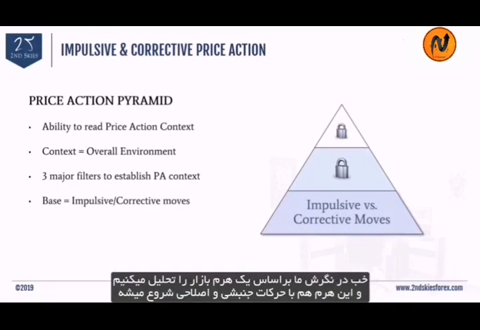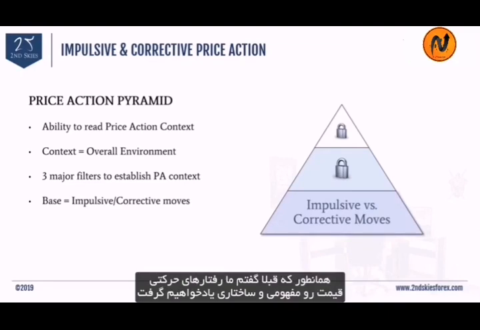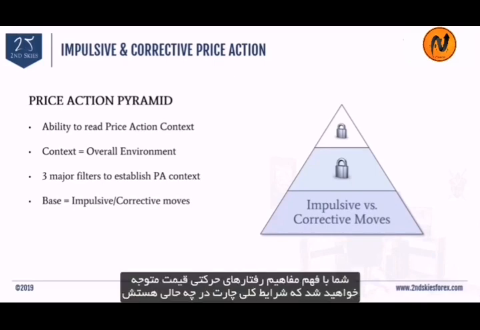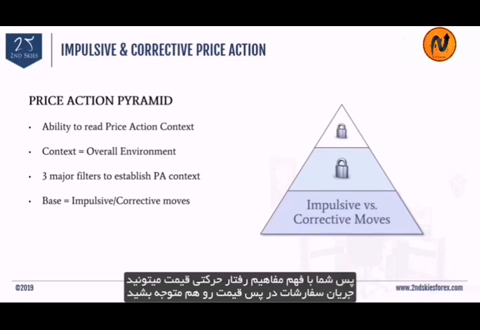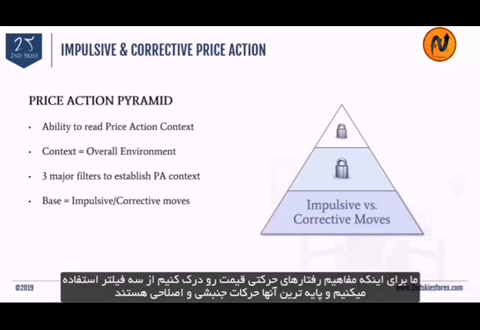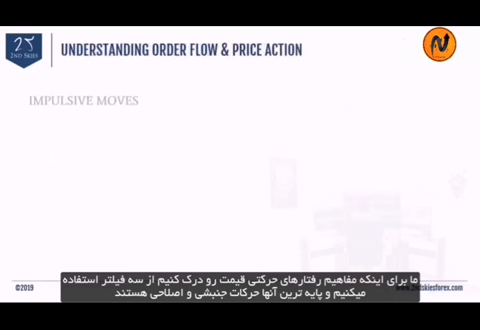Okay, so as I talked about, there's this pyramid of the way we read price action, and it starts with impulsive versus corrective moves. As I've mentioned before, we're trying to read price action context structurally or contextually. The context gives you an understanding of what the overall environment is. By learning to read the context, you're learning to see the underlying order flow in the environment. We have a total of 3 filters that we use to establish the price action context, and the base of that is impulsive and corrective moves.